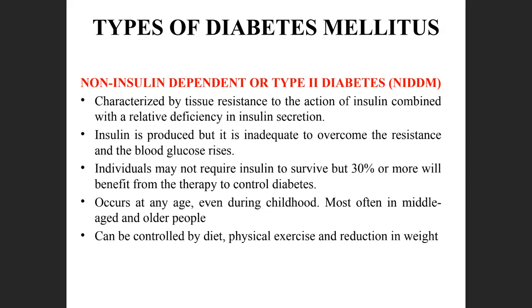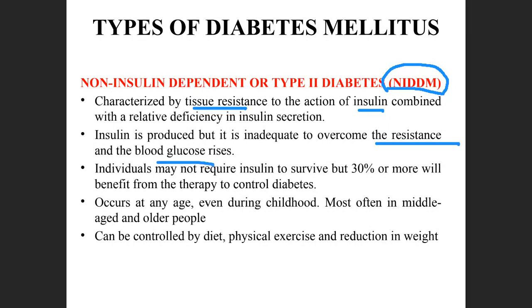The next type is non-insulin dependent diabetes mellitus. That means the person is not dependent on insulin. So in this, what will happen? This type of diabetes mellitus is characterized by resistance of the tissues to the action of insulin. There might be a mild deficiency of insulin secretion, but even if insulin is secreted, as I told you, the body is not able to utilize it properly. So the cells have become resistant to the action of insulin.